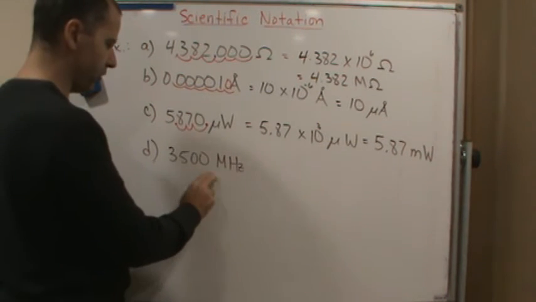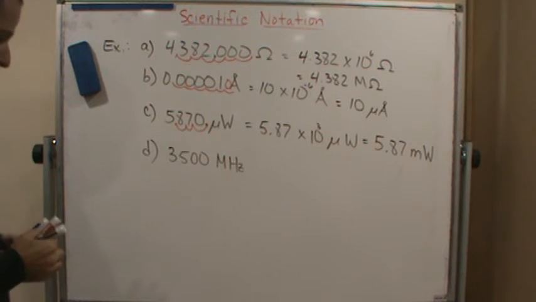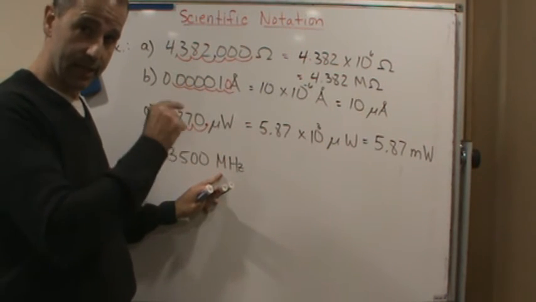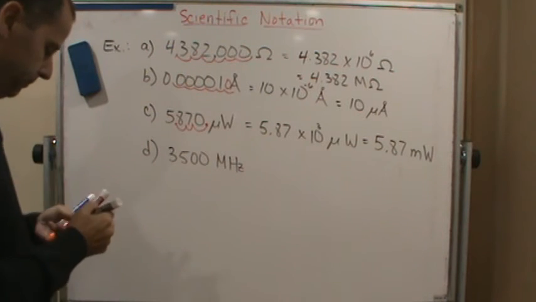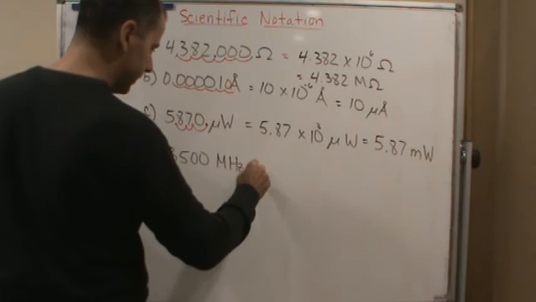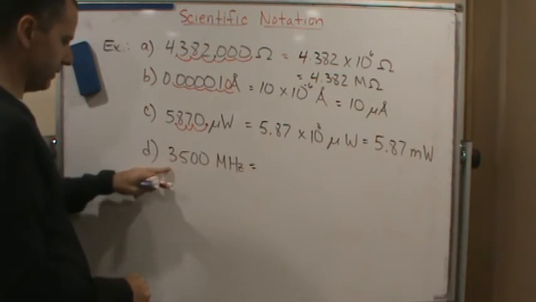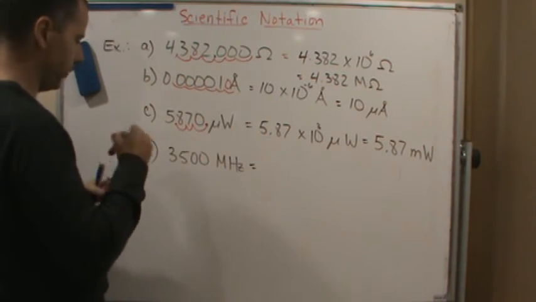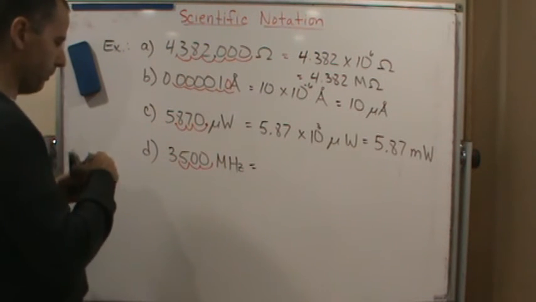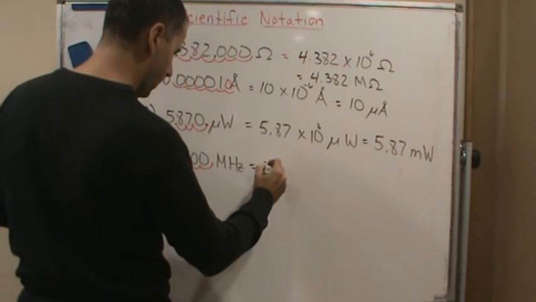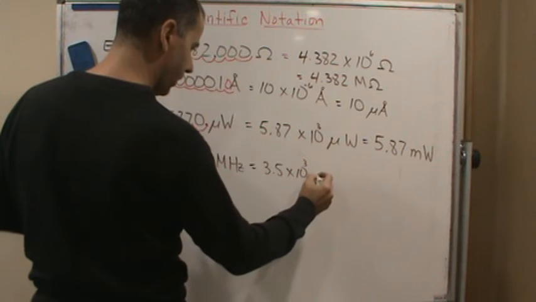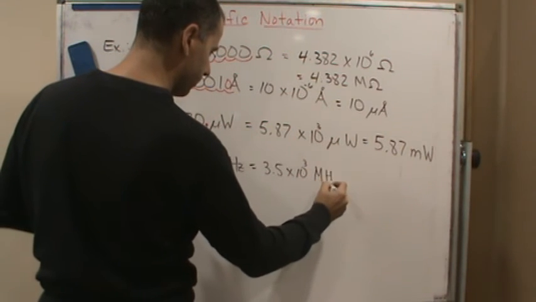Okay. Now, what about this one? This is 3,500 megahertz. Mega is 10 to the sixth. 10 to the sixth power is megahertz. Mega. It's 1 million. So I'm going to write this in engineering notation. I've got to move the decimal point over 3 spots. 1, 2, 3. So I'm going to write this as 3.5 times 10 to the third power, and this is still megahertz.